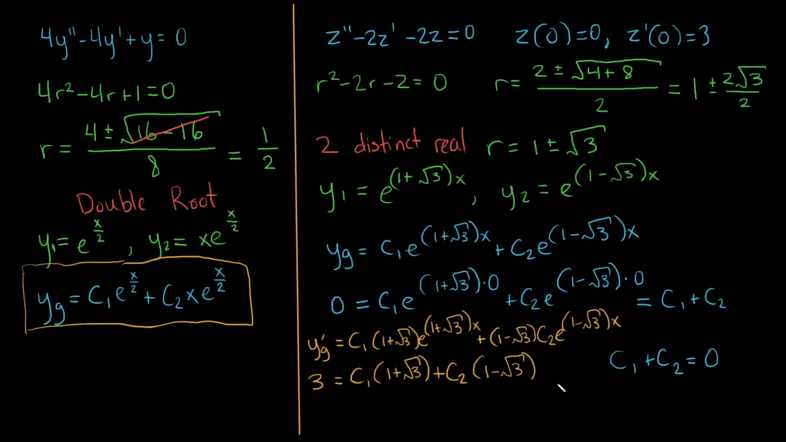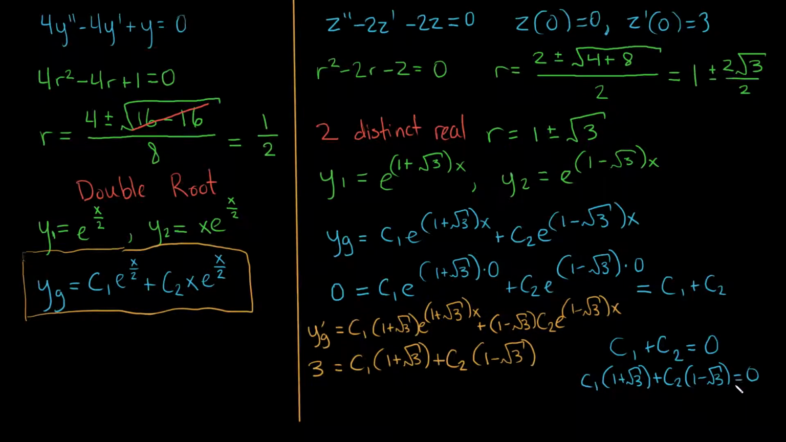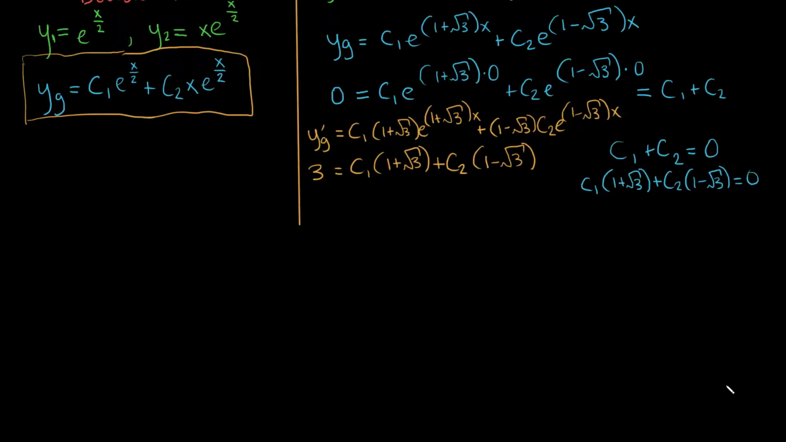This is all going to equal 3. So our second relationship is that c1 times 1 plus the square root of 3 plus c2 times 1 minus the square root of 3 equals 0. Now this is a bit of a strange system. It has some unpleasant numbers, but I think we can do it. Let's just box this off there also.